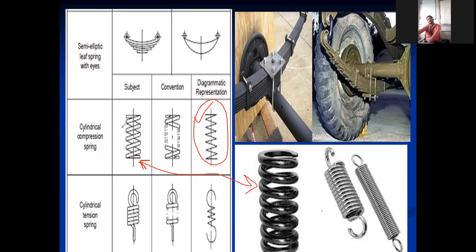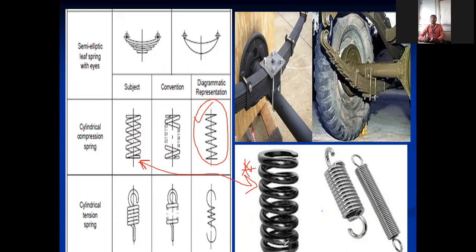So who will tell the application of this cylindrical compression spring? Have you seen it anywhere? First one, this one. Cylindrical compression spring. Sir, in two-wheeler vehicles, in the shock absorber. Very good. Two-wheeler shock absorber is the best application of this.